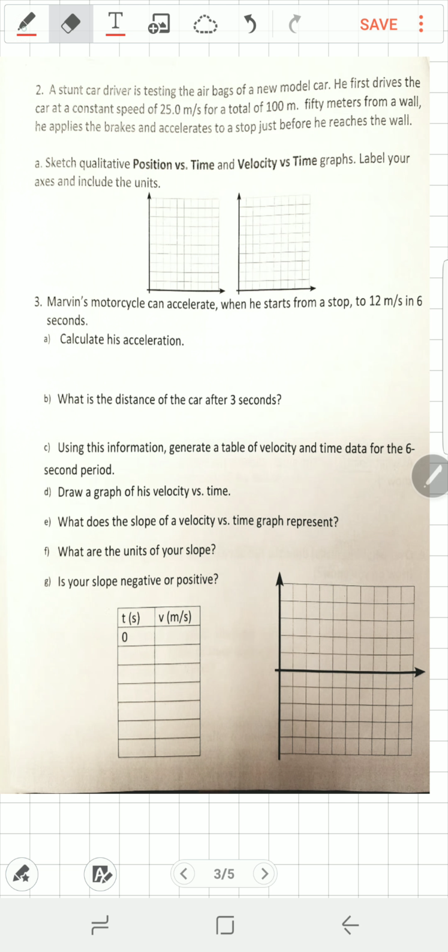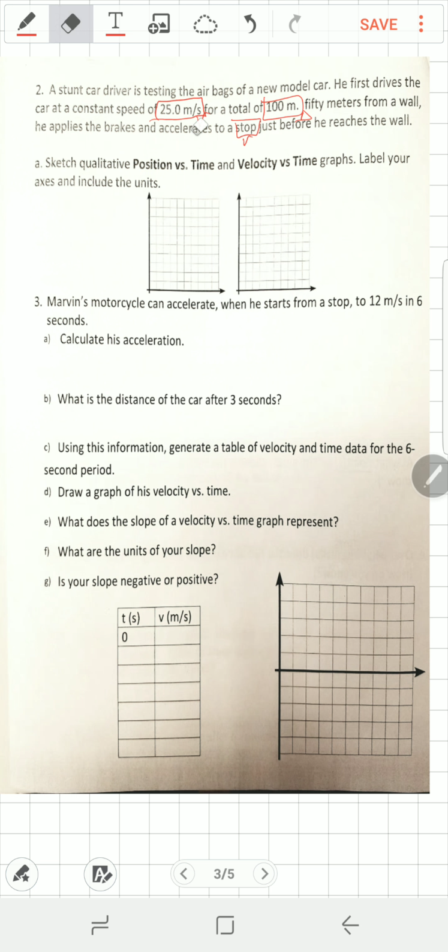Now, let's see if there are any calculations involved in here. I've got numbers at 25 meters per second, so that's going to be velocity, and a distance of 100 meters, that's going to be distance, and stop, that's also velocity of 0 meters per second. Then it says, sketch a qualitative position versus time graph and a velocity versus time graph. Label your axes and include the units.